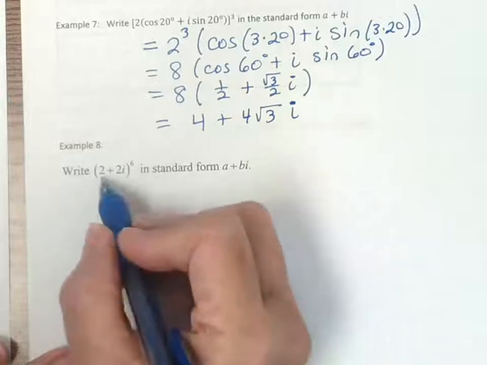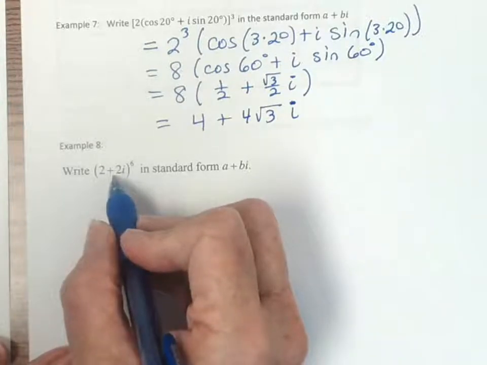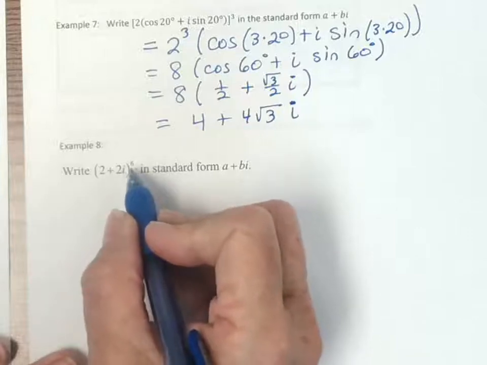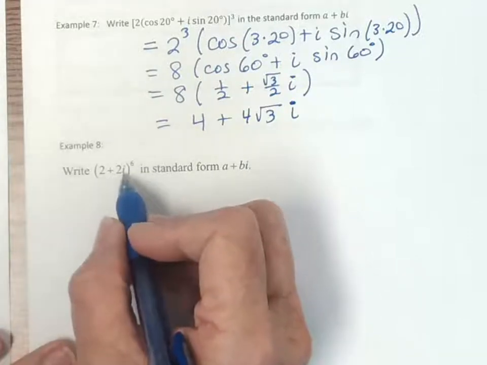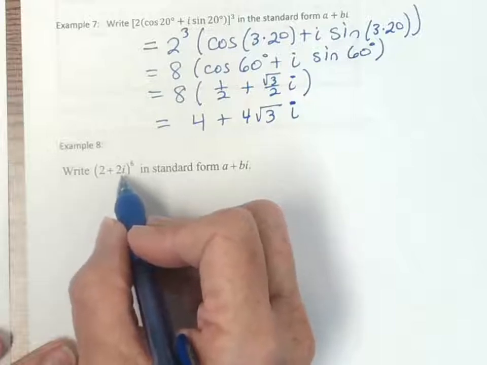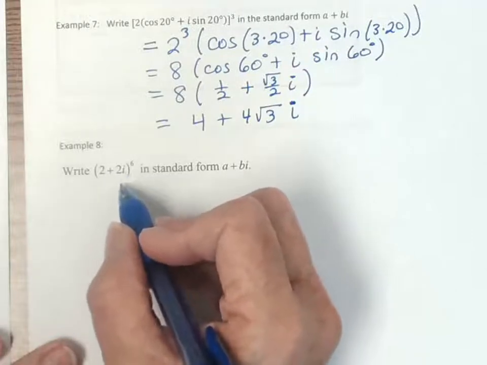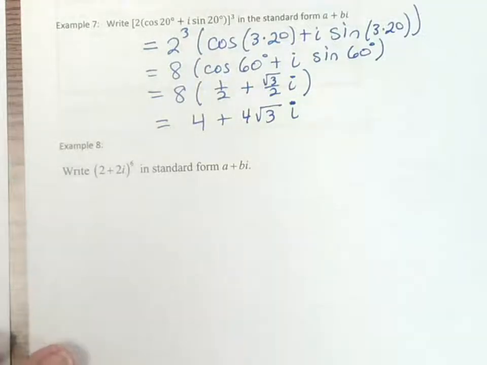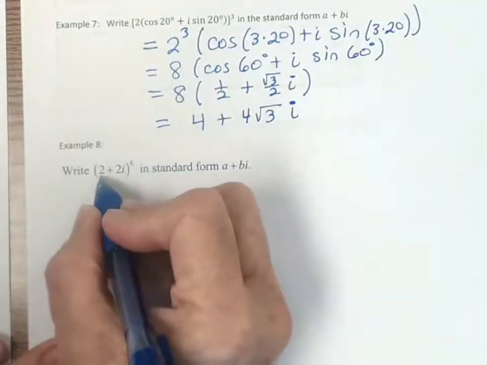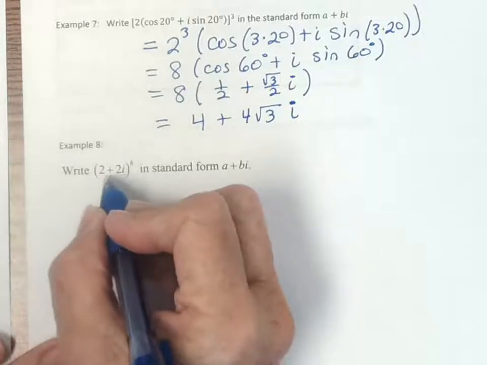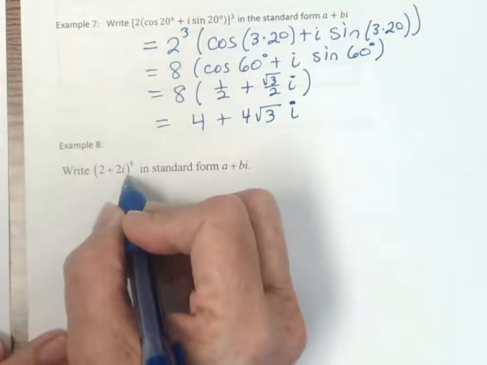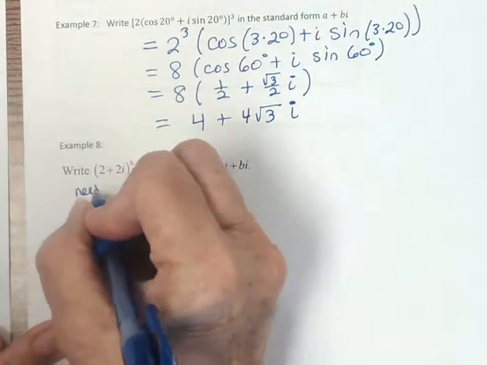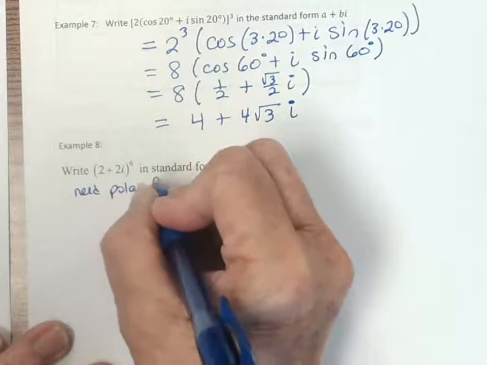Look at this one. This one is given to me in standard format for a complex number, and I want to raise it to the 6th power. Well, I certainly could go through and do 2 plus 2i times 2 plus 2i. That answer times another 2 plus 2i, it's going to get really old. I don't want to do that. So if I could write this in polar format, then I could just use my formula. So need polar format.